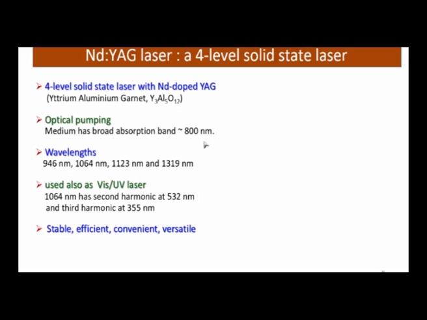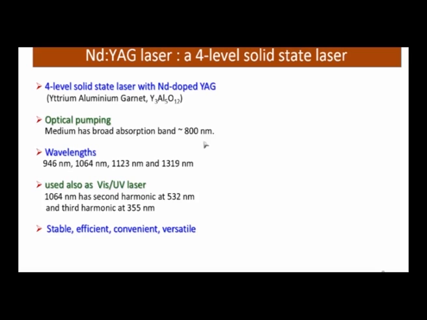Nd:YAG. This is a solid state medium. We use optical pumping. This has broad bands, crystal field bands. The wavelength, we can have different wavelengths, but 1064 nanometer is the most common wavelength available. How do we get different wavelengths? Depending upon where we excite, which part of it, which energy level set we excite, we will see in the diagram.